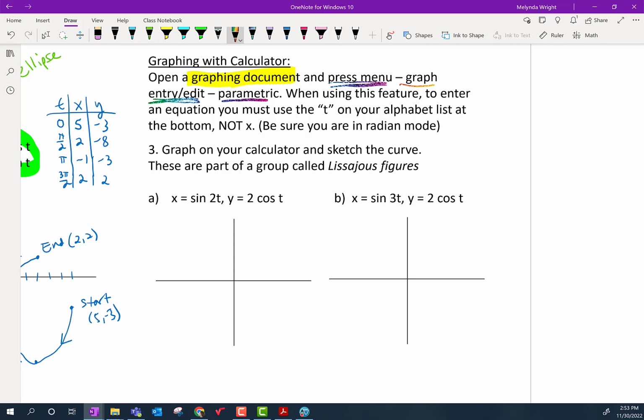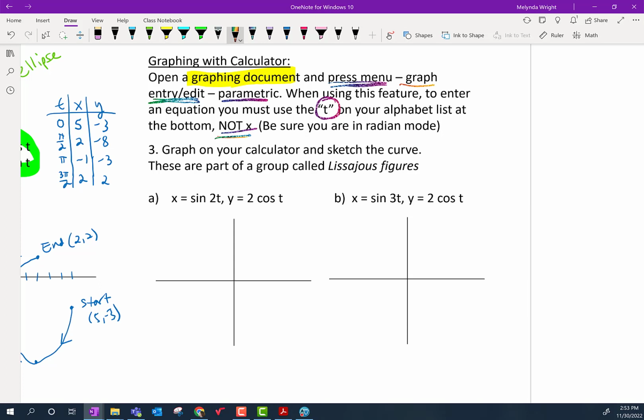One thing is that you have to use the T in the alphabet list. Do not use the X. It won't graph. I just won't. You have to use the T in the alphabet, not the X.